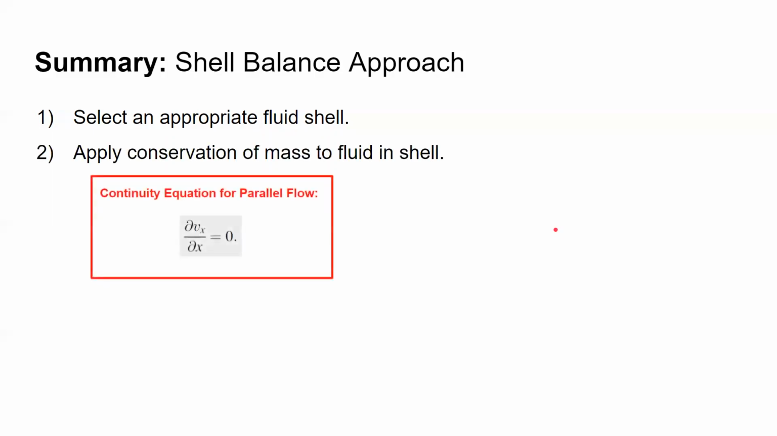So let's review our summary. Step 1 is to select an appropriate fluid shell. That is always the first step. The second step is to apply the conservation of mass to fluid and shell. And we're just confirming, right, that we get this continuity equation for parallel flow. We know that the velocity isn't changing in the x direction, right?